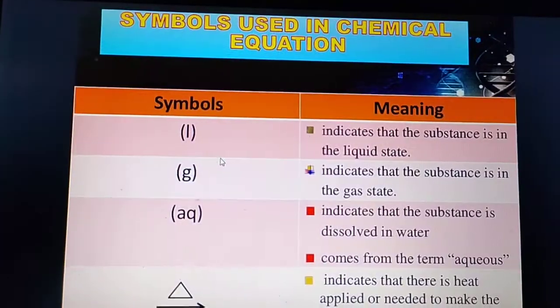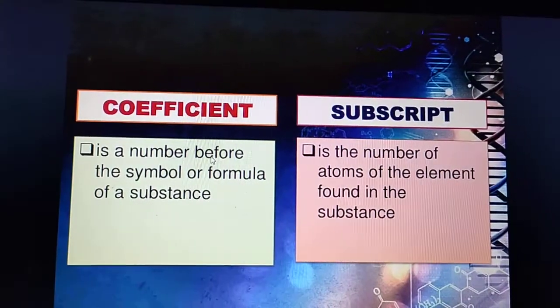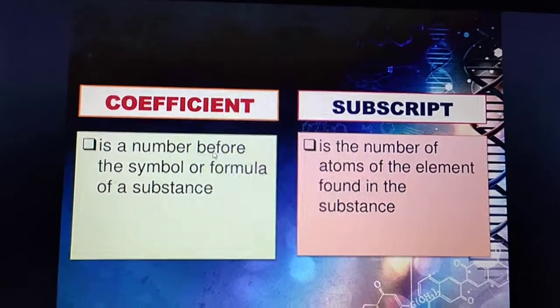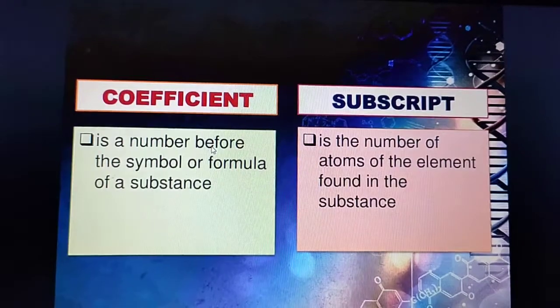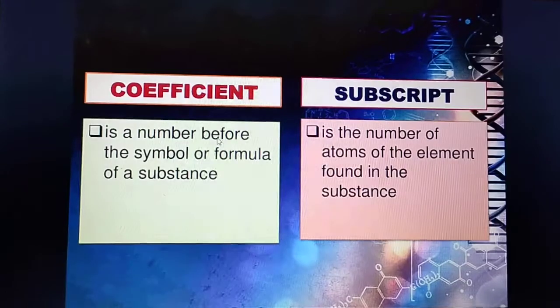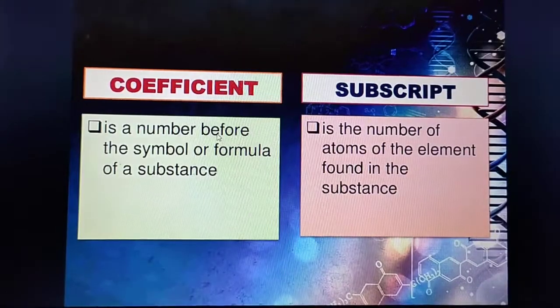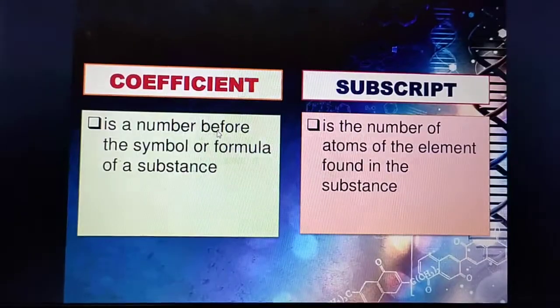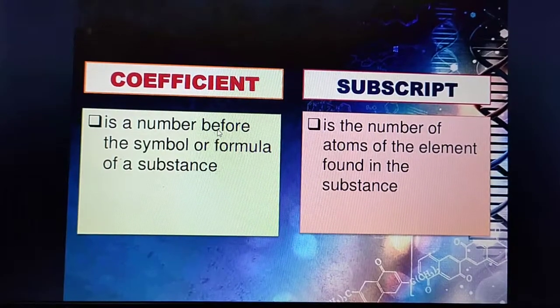Now you should know what a coefficient is. A coefficient is a number before the symbol or formula of a substance. It means you can add a number in front of a molecule, element or compound. What is a subscript?